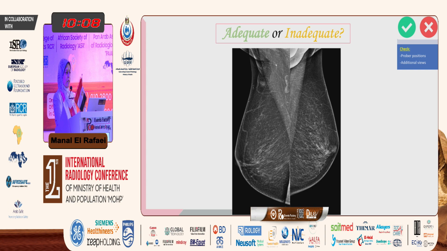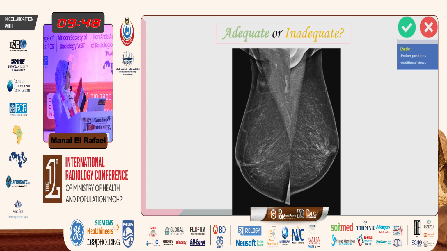And we have to know what items we are going to check. The pectoralis level, the inframammary fold, the projection of the nipple, to be adequate or inadequate. What's meant by adequate or inadequate? It means it is adequate for diagnosis or not. Inadequate will lead to improper diagnosis.